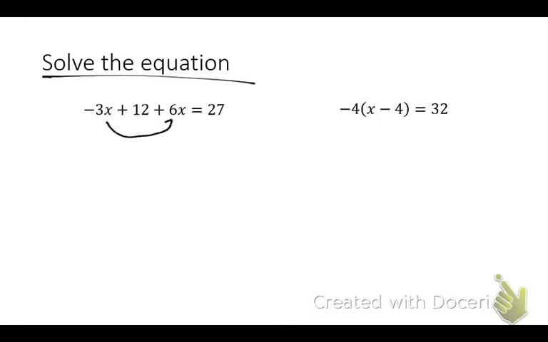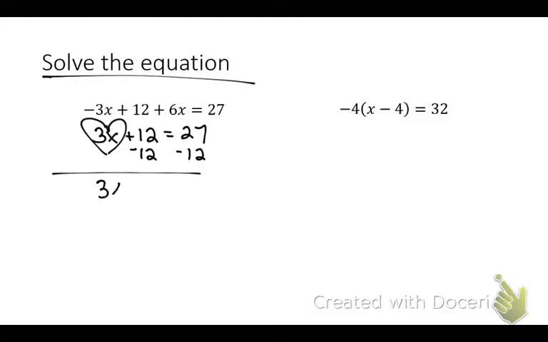So negative 3x plus 6x is what? 3x. Yes. Plus 12 equals 27. Where does my heart go? Around the 3x. Then what do I do next? Y'all tell me. Come on. Let's talk about it. Minus 12 both sides. 3x equals 15. Divide both sides by 3. X equals 5.